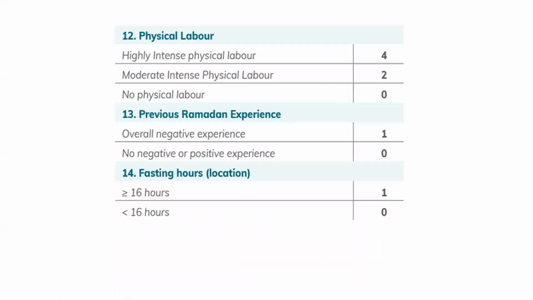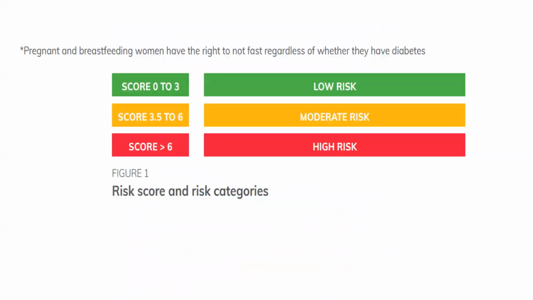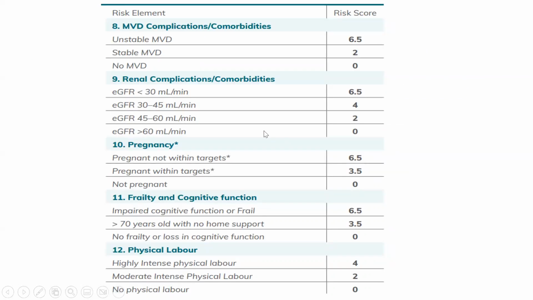So I'll just give you an example here. This is basically the risk scoring. If it is more than 6, it directly goes to high risk. If it is 3.5 to 6, it will go to moderate, and 0 to 3 is low risk. Now, just giving you an example.